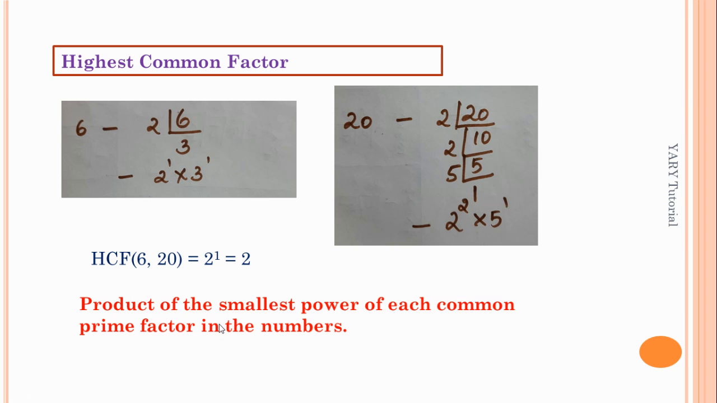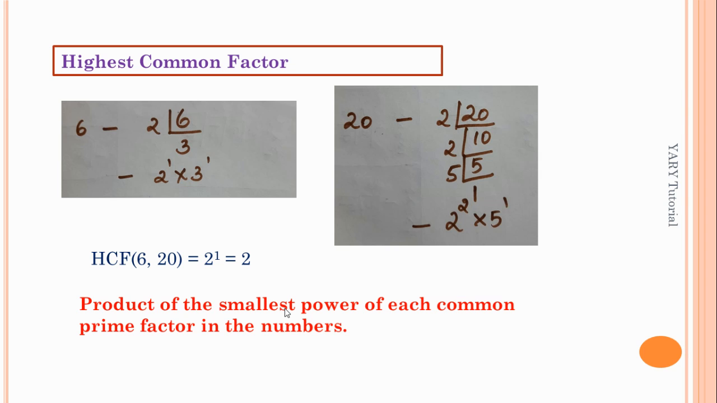We will be ignoring the ones that are not common, like 3 and 5, because they are not in common. We will not be considering 3 and 5, but we will be considering 2 power 2 and 2 power 1, and in these two, whichever has the lowest power, that will be the HCF of the two numbers. So, HCF is the product of the smallest power of each common prime factor in the numbers.